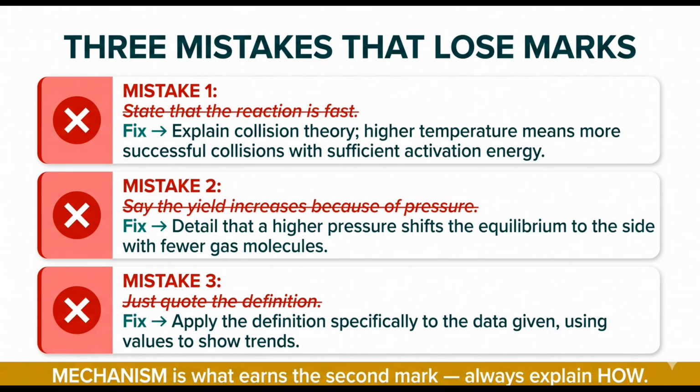Mistake 3: confusing salt excretion and salt filtration. Saying both remove salt is wrong. Filtration happens at the roots and blocks salt before it enters. Excretion happens at the leaves and removes salt after it has entered. Different location, different timing. Mechanism is what earns the second mark. Always explain how.